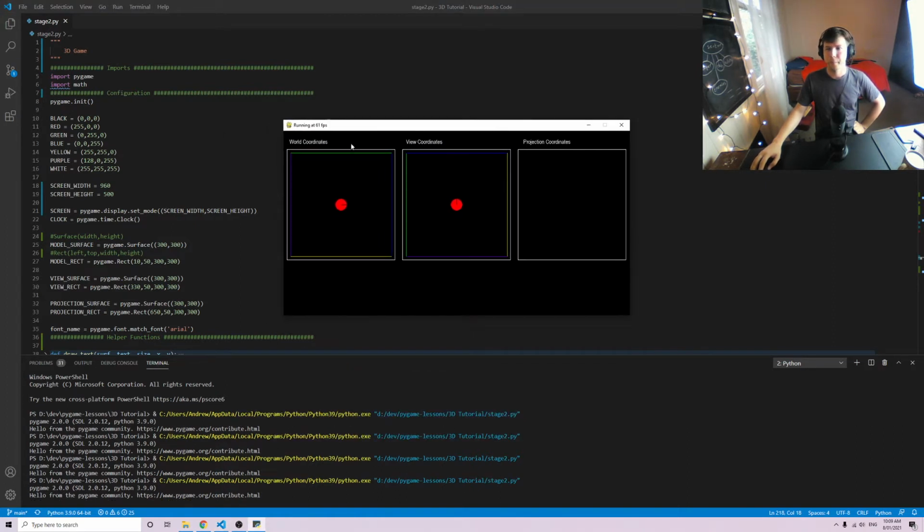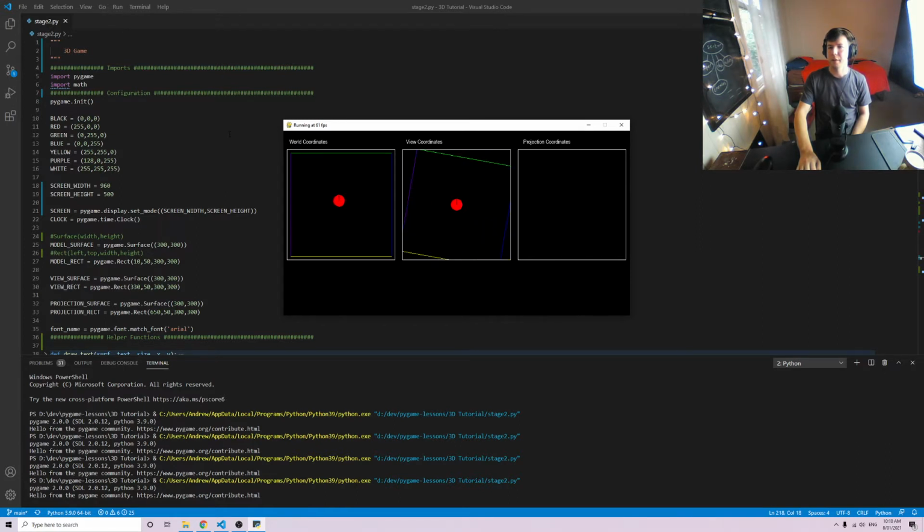Righty, so remember, world coordinates is just the standard kind of coordinate set. View coordinates is setting the player so they are the center of the world. So see, we're now using rotations to spin the world around the player.